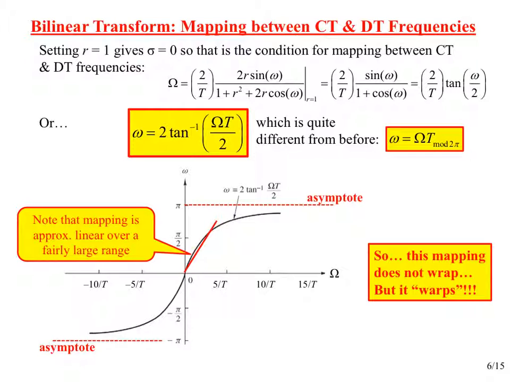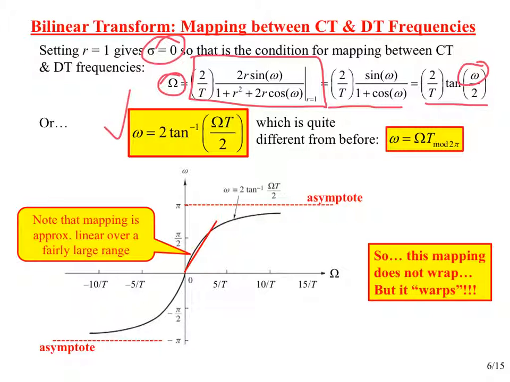So if we look at this function, just at the omega part, because we're going to set sigma equal to 0, and we'll set r equal to 1 so that we're on the unit circle. When we set r equal to 1, we end up getting something that looks like that. And with a trig identity, we can express it that way. And then solving it for little omega in terms of big omega, we get this expression.